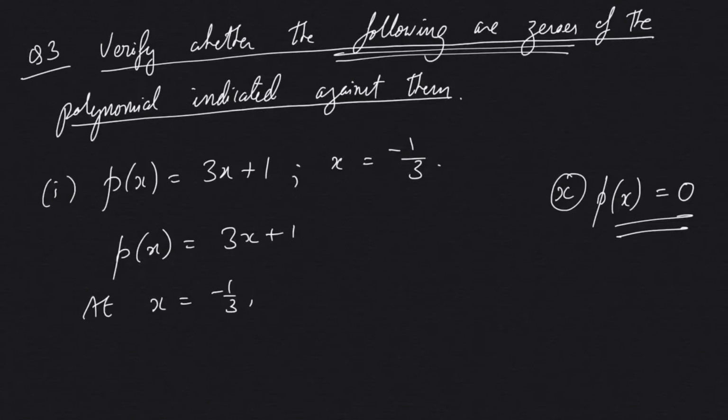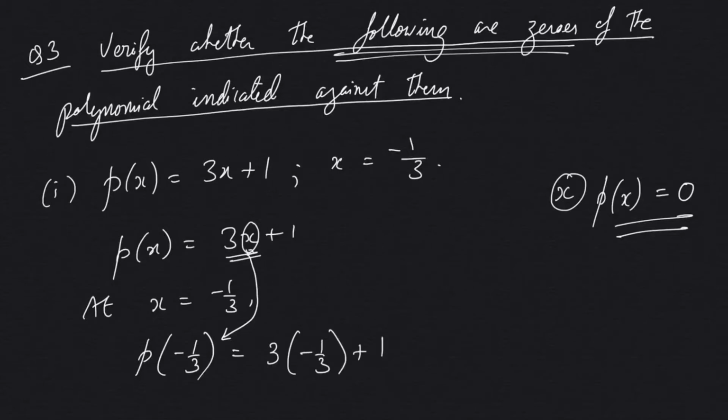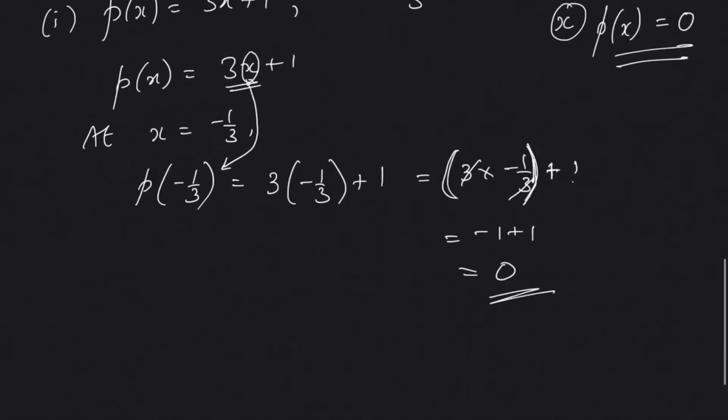So let's find the value of the polynomial at x equal to minus 1 by 3. That means x will be replaced by minus 1 by 3 in the given polynomial. So here we have 3 into minus 1 by 3 plus 1. I'll elaborate. 3 into minus 1 by 3 plus 1. Let's use brackets so that we don't confuse it with this term. So 3 and 3 cancel. So minus 1 plus 1, 0. So what do we have here? We get 0.